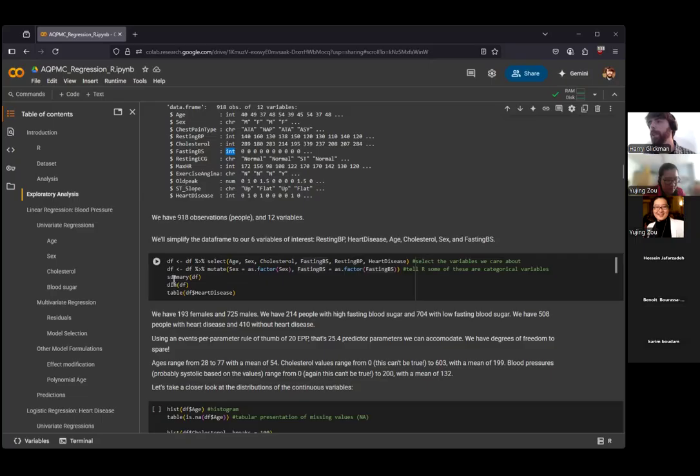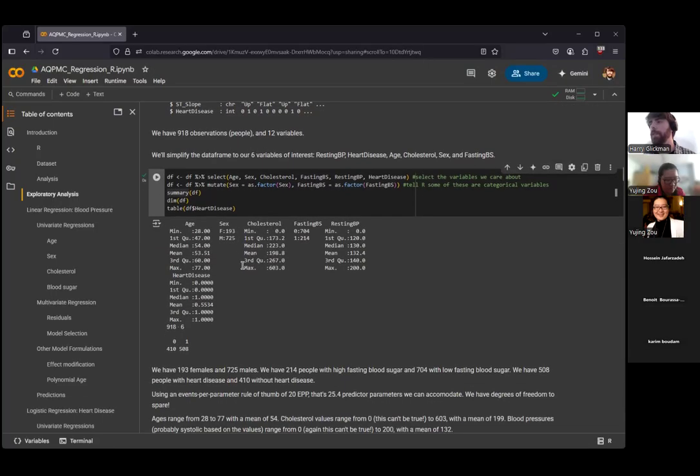And then we'll rerun the summary function and make sure that everything worked correctly. So we now have our six variables. Our ages range from 28 to 77, which makes sense with a mean around 54. Our data set's mostly males, which we're going to have to keep in mind. Our cholesterol values range from 0 to 600. And obviously, 0 here is already a red flag because nobody can have a cholesterol value of 0. So there's something going on here that we're going to have to dig into.